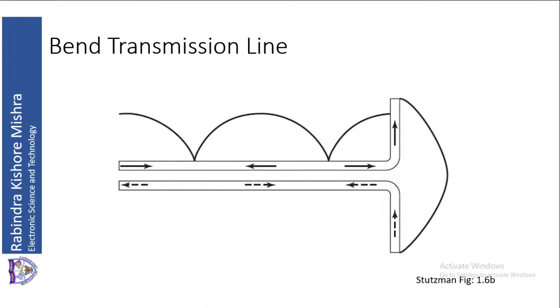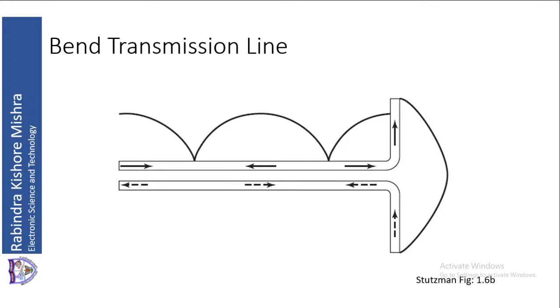But just change this line slightly. At the end of the line, bend the line. The upper wire, you bend it upward; the lower wire, let us bend it downward. Then you can see the current distribution. The current distribution in the bent portion is in the same direction. Since the current distribution is in the same direction, therefore the fields will also be in the same direction.